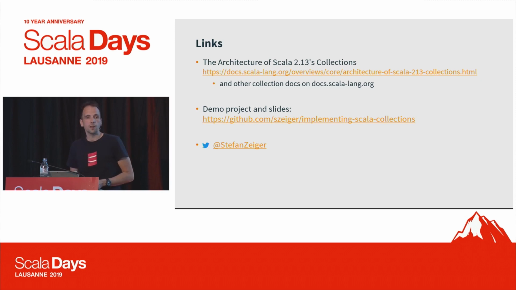If you'd like to know more about the architecture of the 2.13 collections, there is an overview document called The Architecture of Scala 2.13's Collections, which was rewritten for 2.13 specifically. It's on docs.scala-lang.org. And the main collection documentation on that website has also been updated for 2.13. So if you go there, you'll find two different versions for 2.12 and earlier, and for 2.13 now. And you can find the demo project with these types whose implementations I showed you, and some sample code to run them on my GitHub together with these slides.